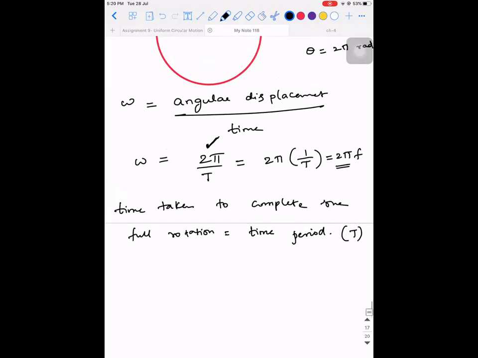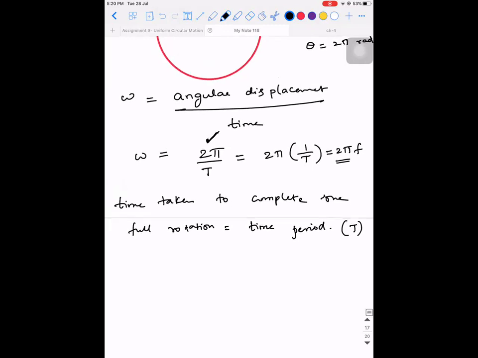You would have learned it in chemistry also. You would have learned the term frequency of an electromagnetic radiation, wavelength, and all those things. So there, this concept is also applicable. So omega is equal to 2 pi by capital T, or you can write it as 2 pi into f.